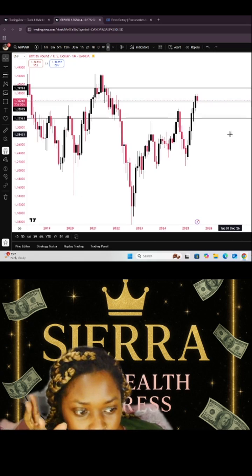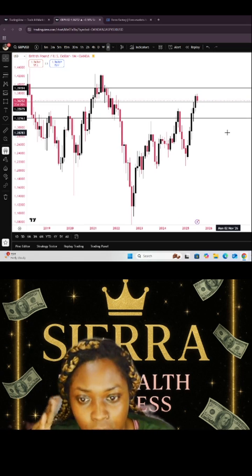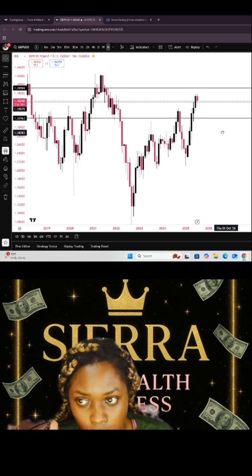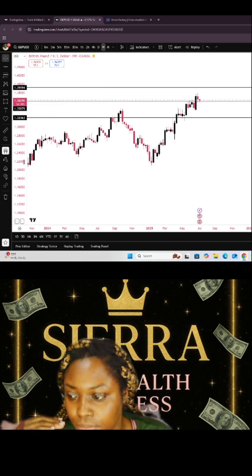So now I have 3 zones. Remember, I want a zone near price, I want a zone above price, and I want a zone below price, okay? Now I'm going to come to my weekly time frame.